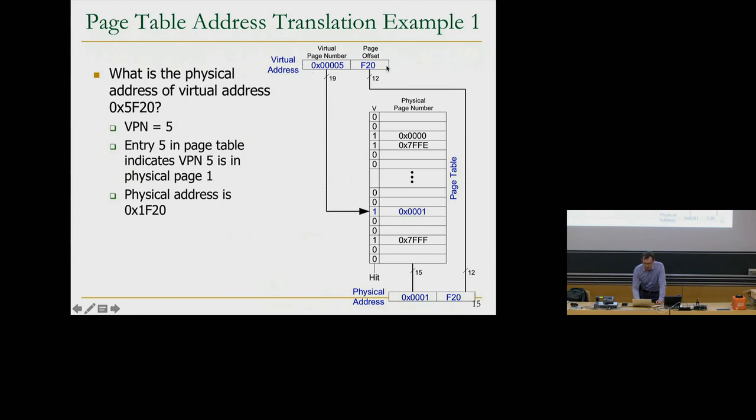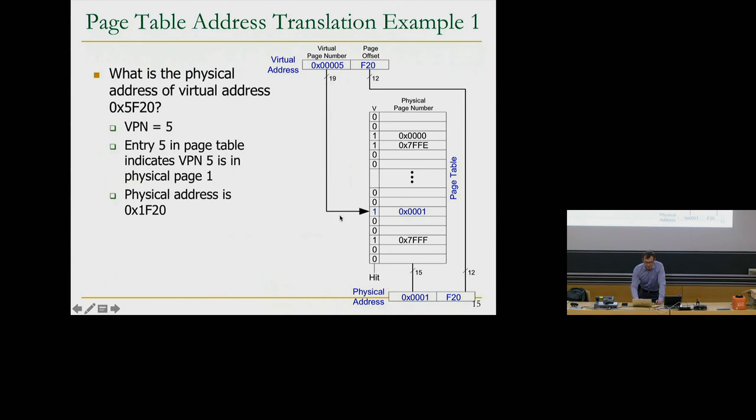Basically, you do this. You chop off the page offset, F20 in this case, the bottom 12 bits. It's easy to do. You know how to manipulate bits now. And the remaining top 19 bits are essentially the virtual page number, and it happens to be 5 in this case. The bottom 12 bits are F20 and the remaining top bits are just 5. So our virtual page number is 5, which means entry 5 in the page table is the page table entry we're looking for.